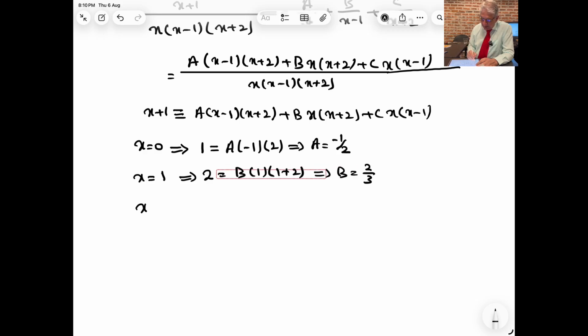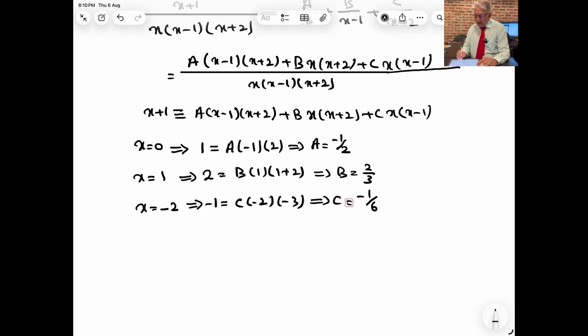Now what is the last number I should substitute? Negative 2, because this and this will be 0, and then I directly get the value of c. If I put x equal to negative 2, then I get negative 1 is equal to c times negative 2 times negative 3. You can see that c is equal to negative 1 over 6. Okay, these are the values of a, b, and c.